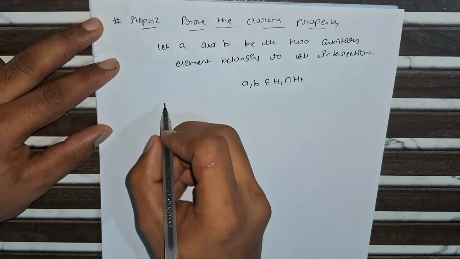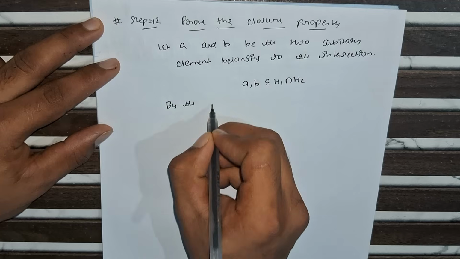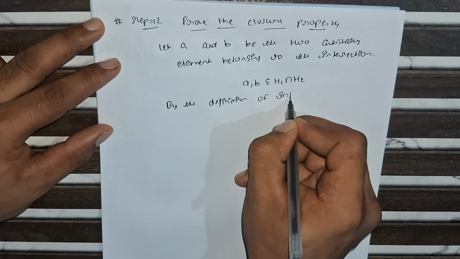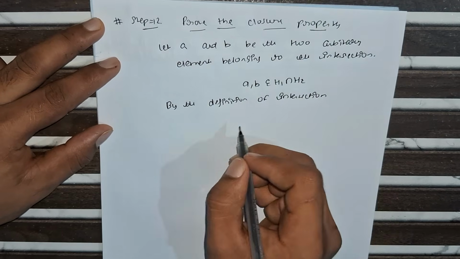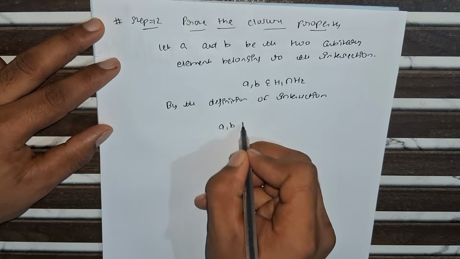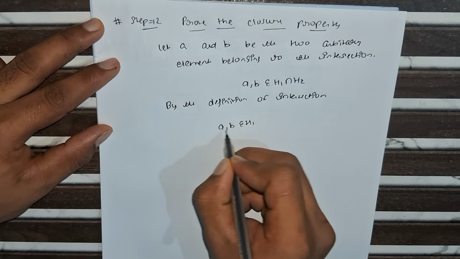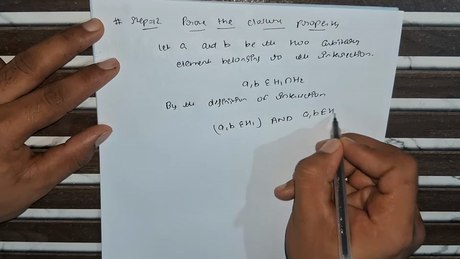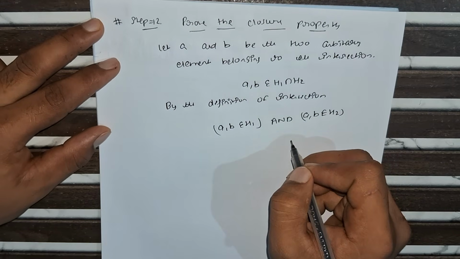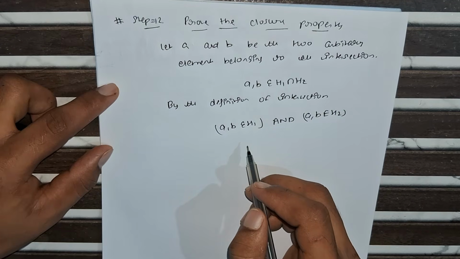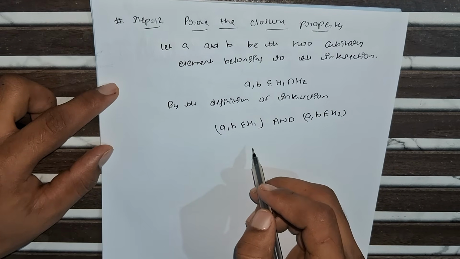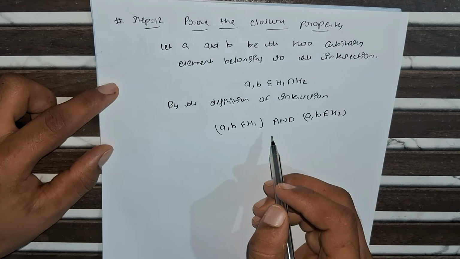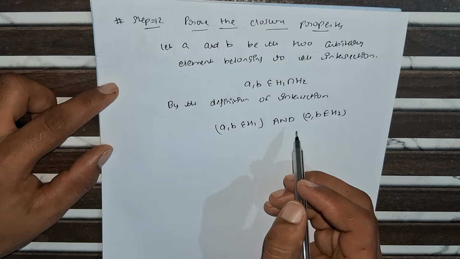So by the definition of intersection, this means A comma B belongs to the H1 set and A comma B belongs to the H2 set. Now we analyze both the groups individually. Since H1 is a subgroup, it satisfies the closure property where A asterisk B belongs to H1. Like that, H2 is a subgroup, so it satisfies the closure property where A asterisk B also belongs to the H2 group.